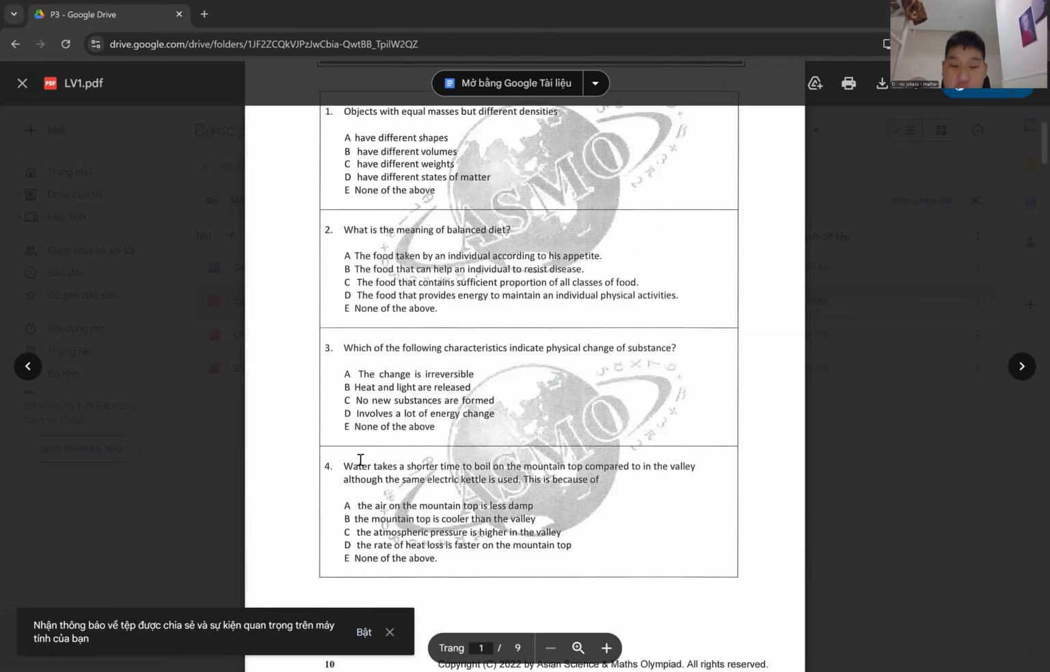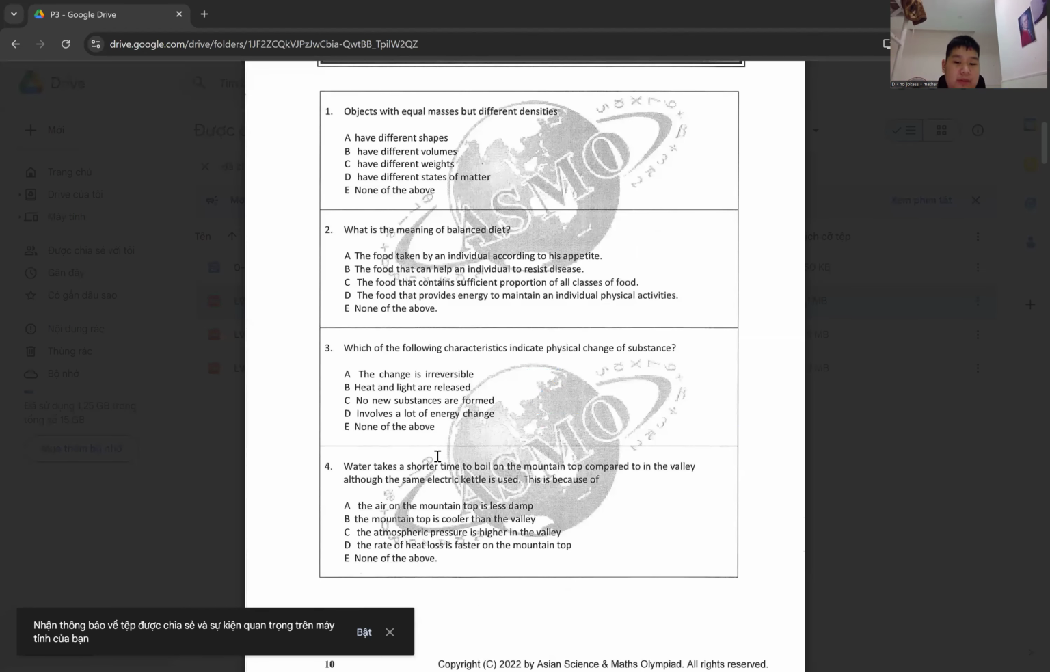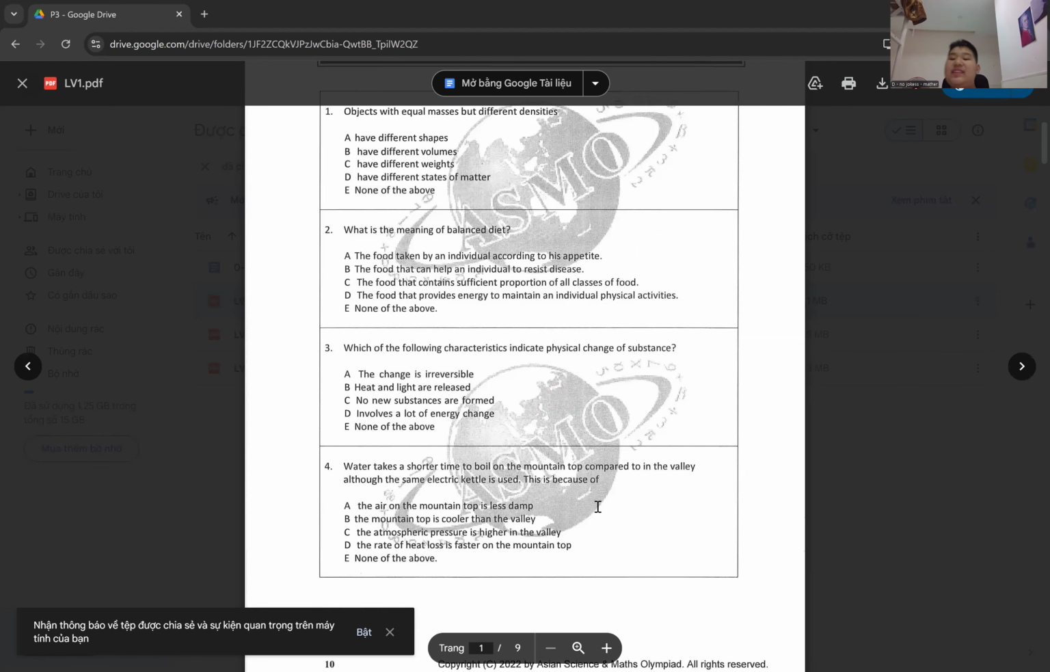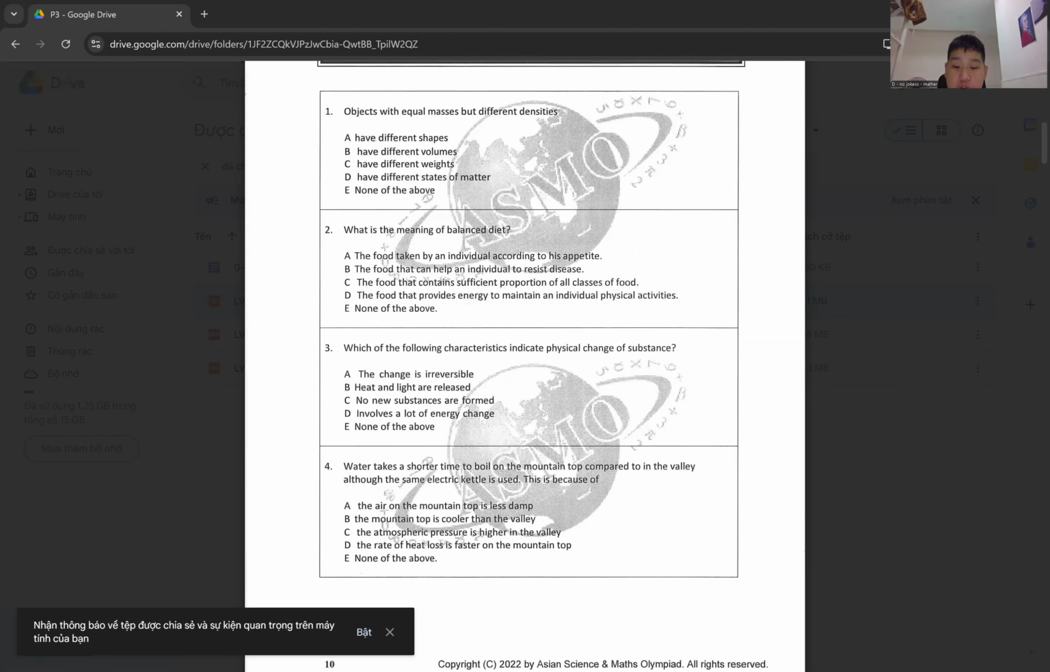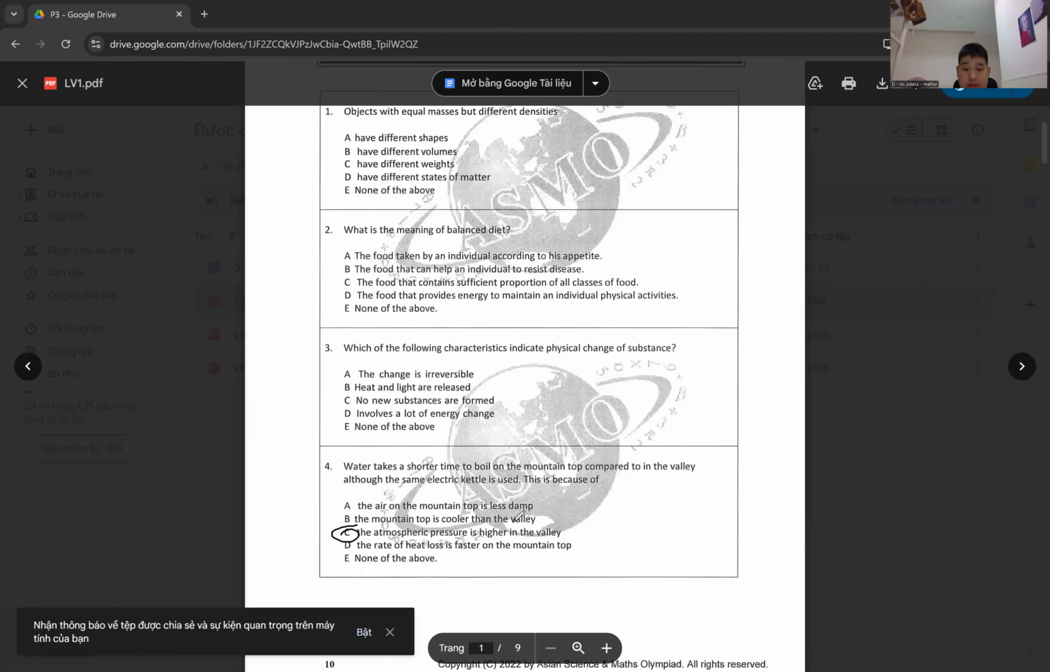Water takes a shorter time to boil on the mountaintop compared to in the valley, although the same electric kettle is used. Why is this? Well, it's because the atmospheric pressure is higher in the valley. All right. So, using process of elimination, you should know that B is totally wrong. This is totally BS. In fact, that makes it boil even faster.